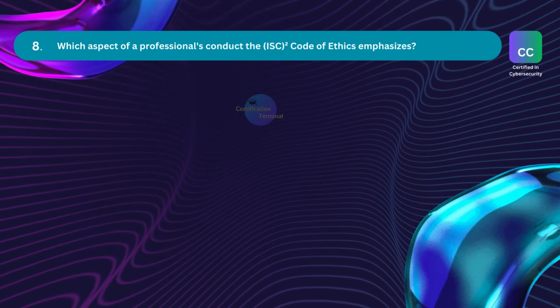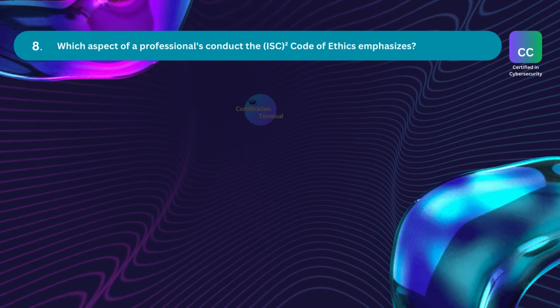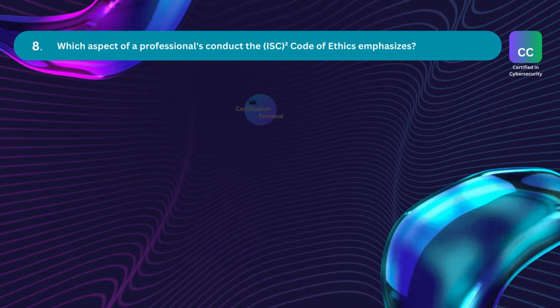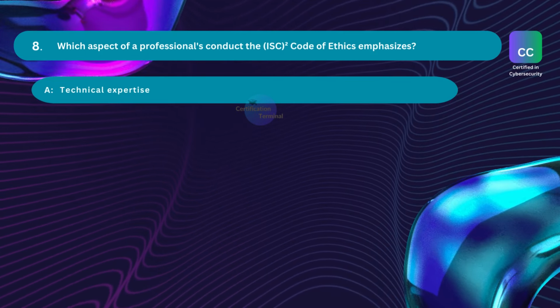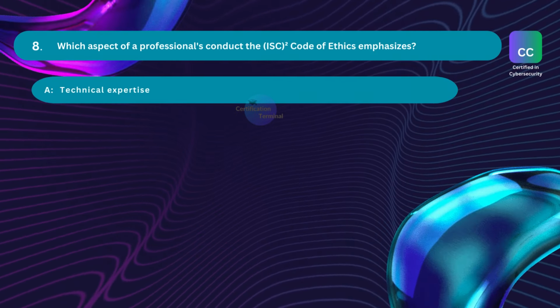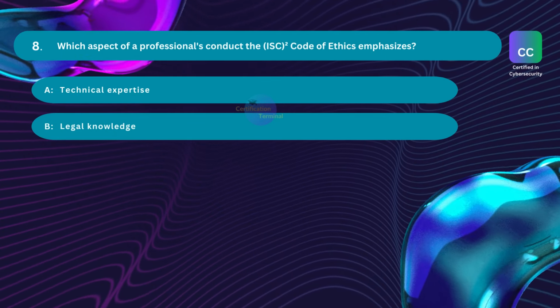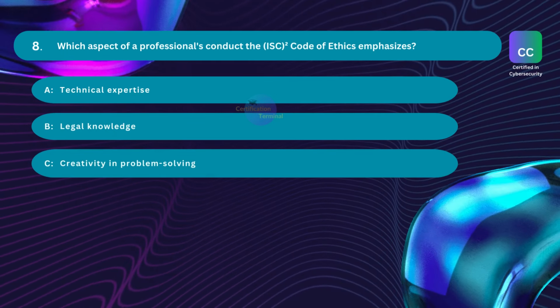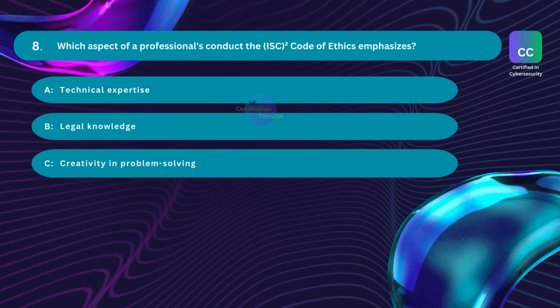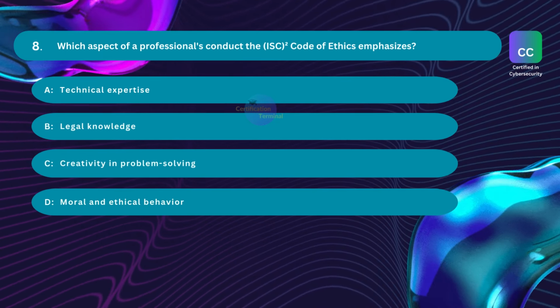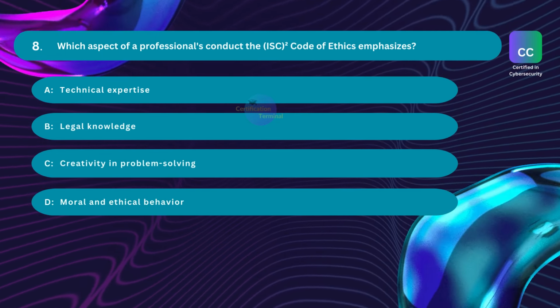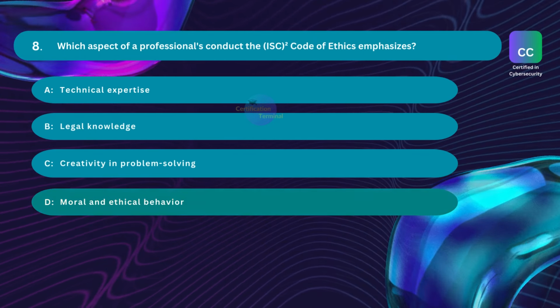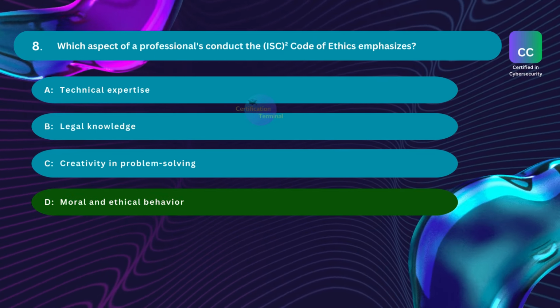Question number 8. Which aspect of a professional's conduct the ISC Square Code of Ethics emphasizes? Option A, technical expertise. Option B, legal knowledge. Option C, creativity and problem solving. Option D, moral and ethical behavior.